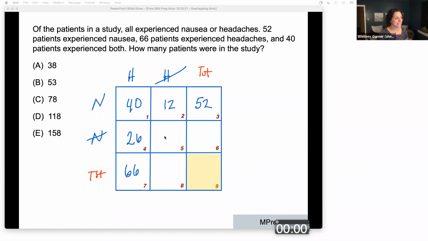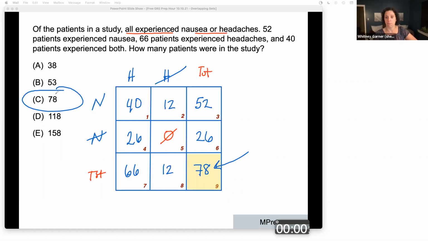What's missing is 0 for neither, right? Is that everybody, it says everybody had nausea or headaches. There was nobody that had neither. The idea is that we have no one who had neither. And so I can add across this 0. So either bring a 12 here, and that would be 66 plus 12 is 78. Or I could 26 across to here. And once again, 52 plus 26 would be 78. The number of students, or the number of patients in the study, is 78. Is C.